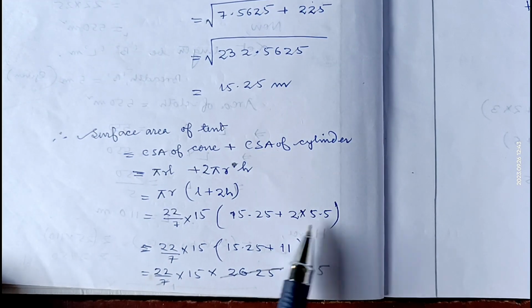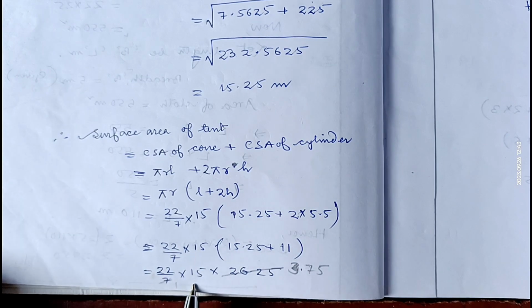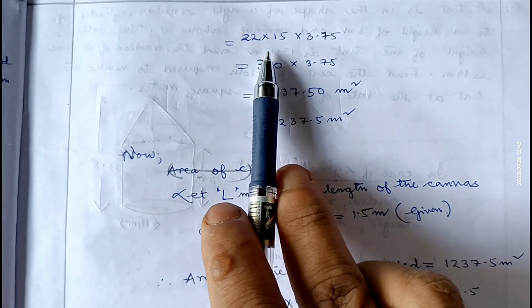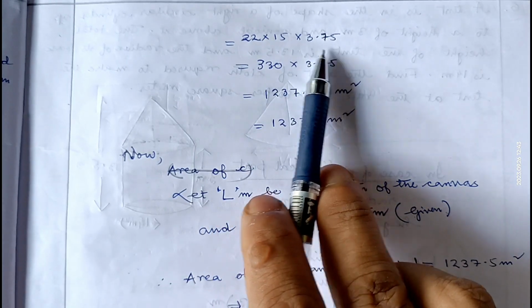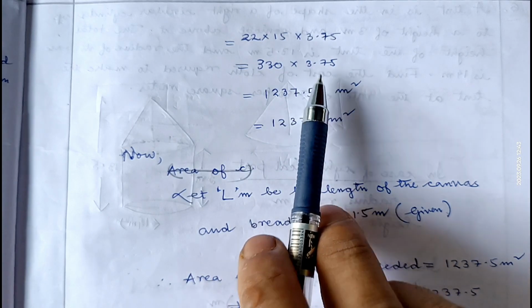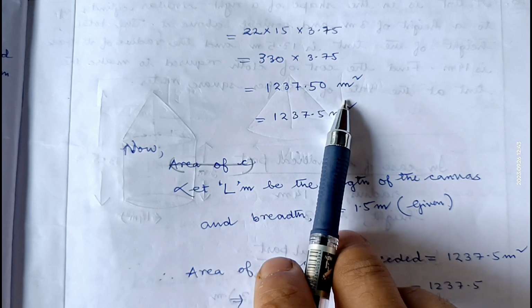15.25 plus 5.5 into 2 will give 11. So 22 by 7 into 15 into 26.25. If we cancel 26.25 by 7, it will be 3.75. So 22 into 15 into 3.75. If I multiply these two, it will be 330 into 3.75. After multiplying, we got 1237.50 meter square.